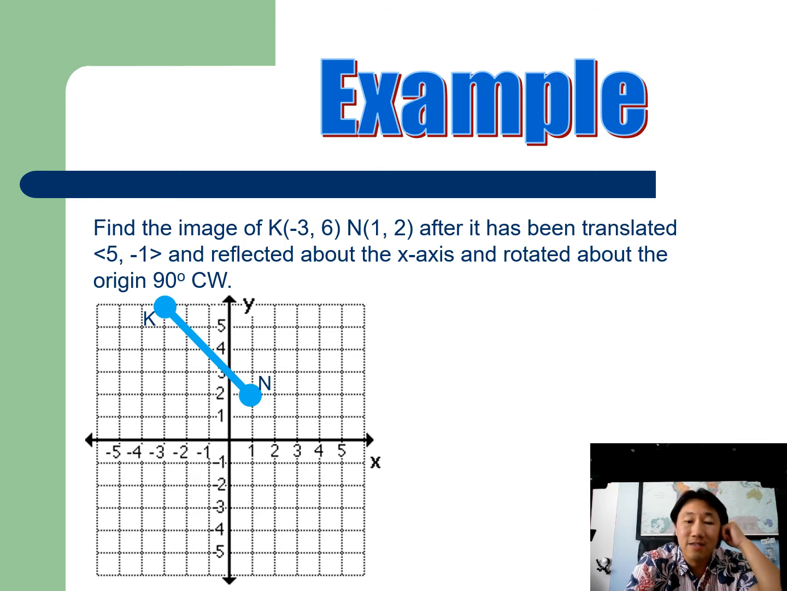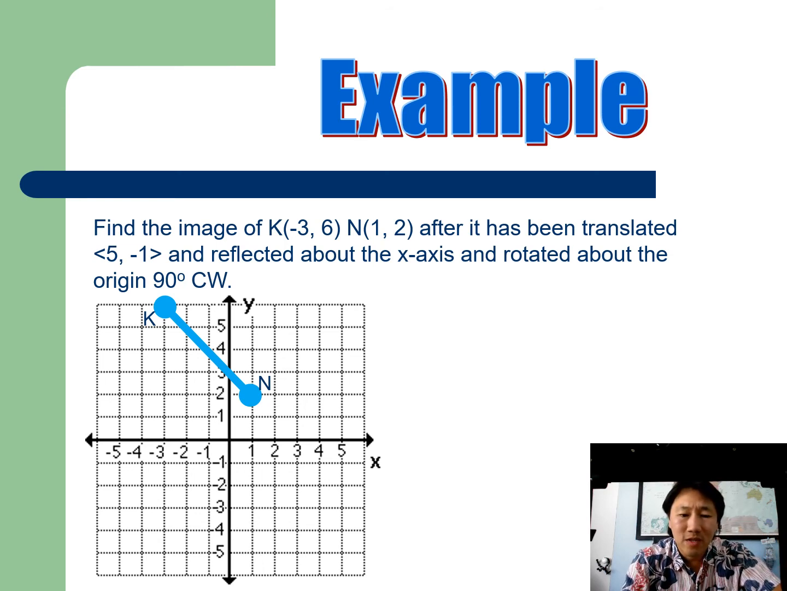and draw in. There's KN. It's a line, it's a segment. K is at -3, 6, and N is at 1, 2. So we have a line segment. And then the first thing I ask you to do is translate it 5, -1. Translate means you just shift it 5 to the right, down 1.